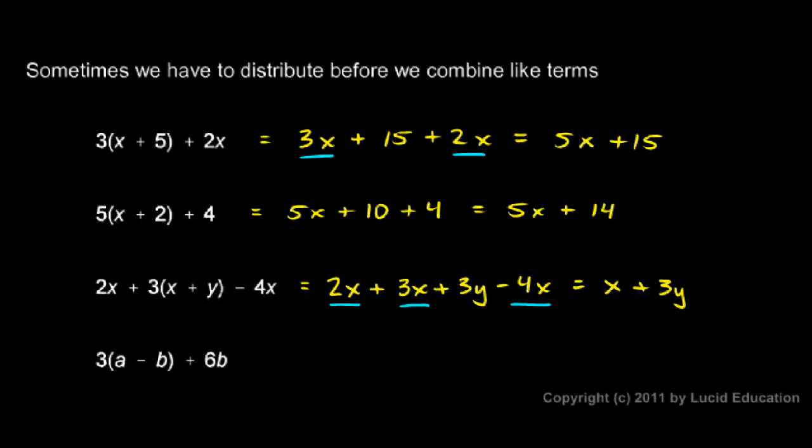And in this one, 3a minus b, we start by distributing the 3. So I have 3a minus 3b, and then I have plus 6b. So let's combine. The 3a, there's no other a terms, but a negative 3b and a positive 6b, those combine to give me a positive 3b. So I have 3a plus 3b for my answer.